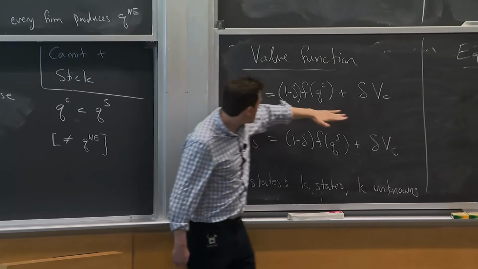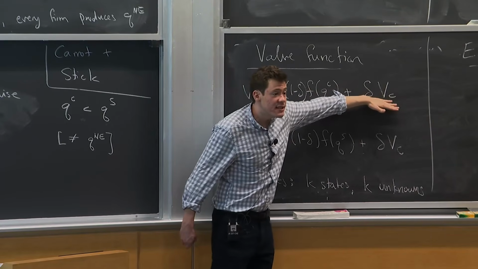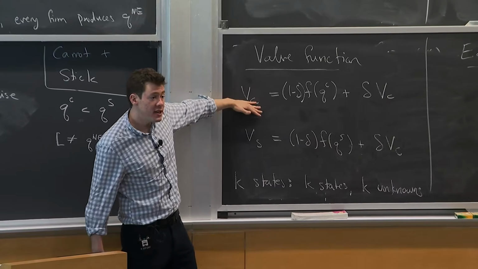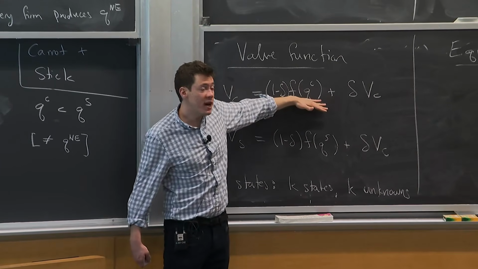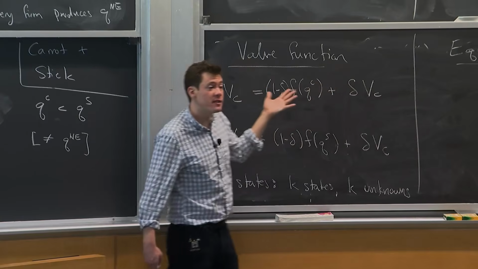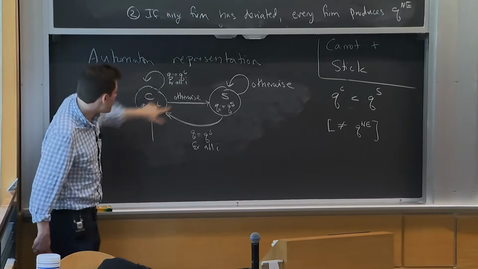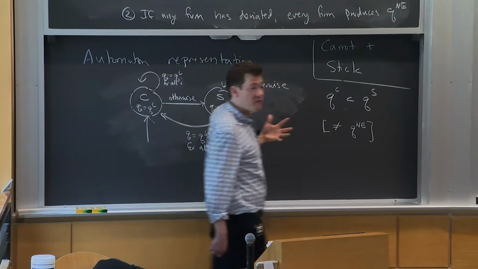And if we solve this, we can pretty easily solve this first equation just to make sure this makes sense. If we subtract delta VC from the right side, then we get 1 minus delta VC equals 1 minus delta f of QC. So that tells us that VC equals f of QC. Does that seem right? Yeah, because if we're in state C, we never leave. So every period we get f of QC, and that's our average discounted payoff.